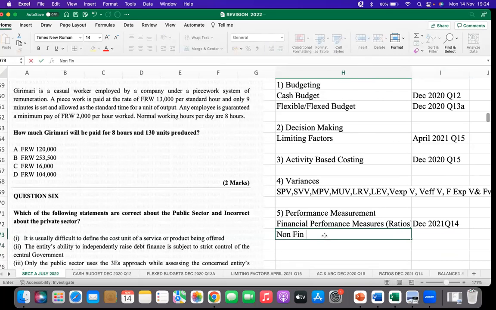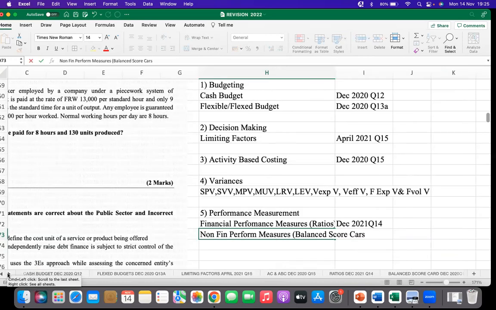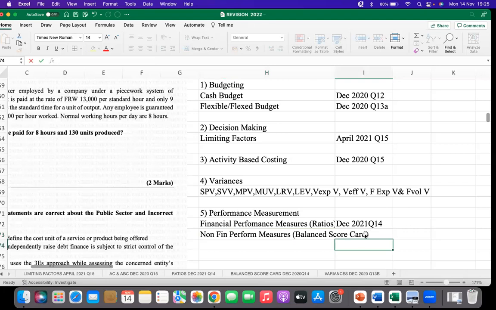Non-financial performance measures. In non-financial performance measures, we will look at the balanced scorecard. Balanced scorecard is a very common non-financial performance measure. So here we look at December 2020, question 14.